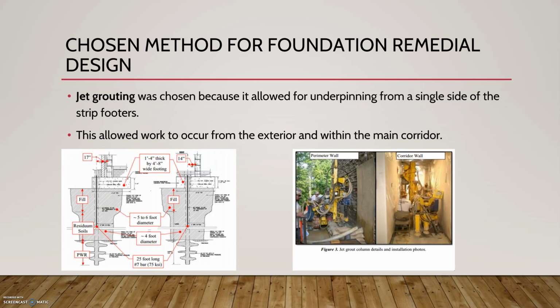So the method that was chosen was the jet grouting, and this was chosen because it allowed the underpinning from a single side of the strip footers. This allowed work to occur from the exterior and within the main corridor, as you could see in these pictures.